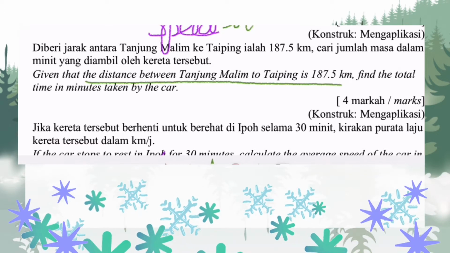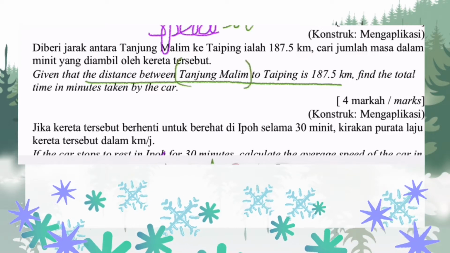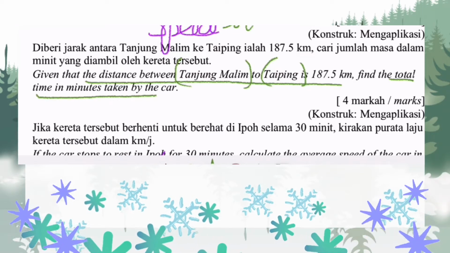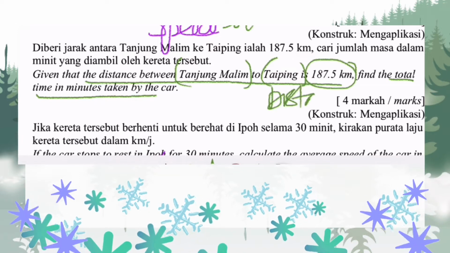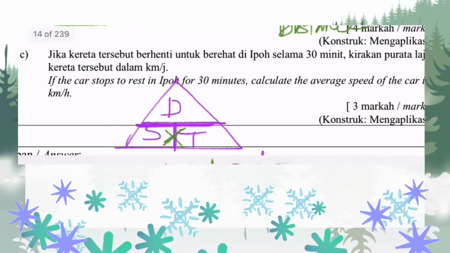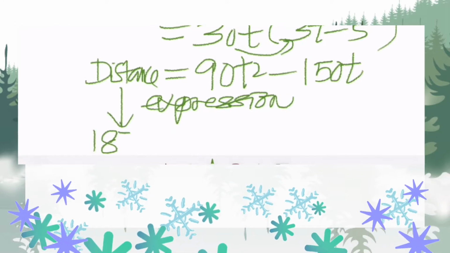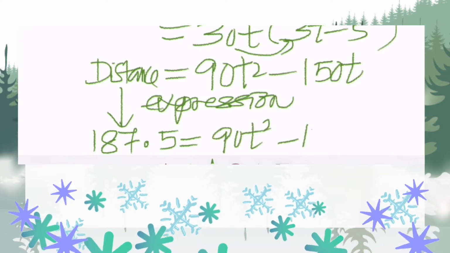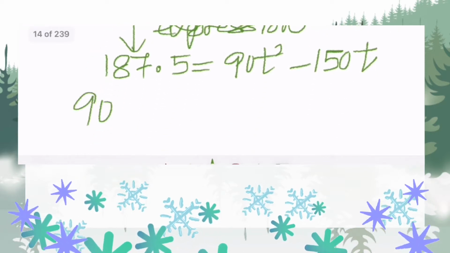Given that the distance between Tanjung Malim to Taipei is 187.5 kilometers, the distance was given, so you can just substitute into the quadratic expression and then solve the quadratic equation. So let's use the distance, which is a quadratic expression: 90t squared minus 150t is equal to 187.5, given by the question.